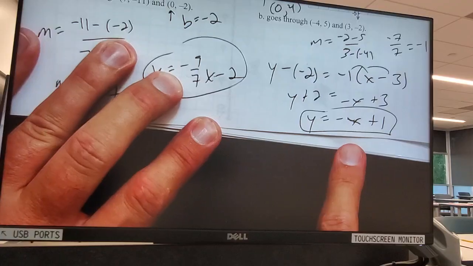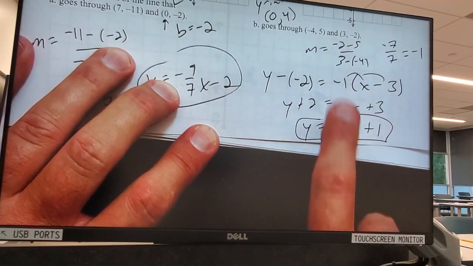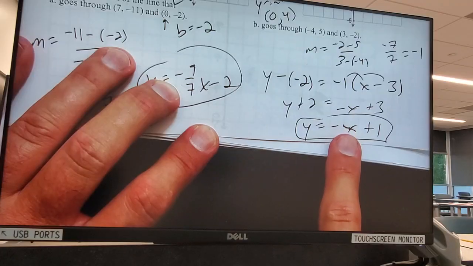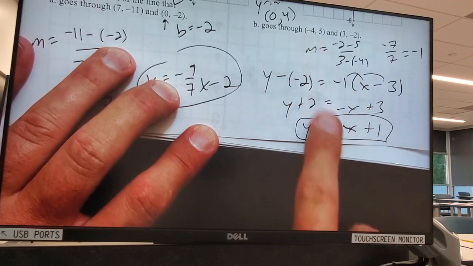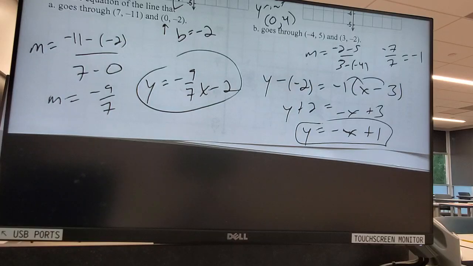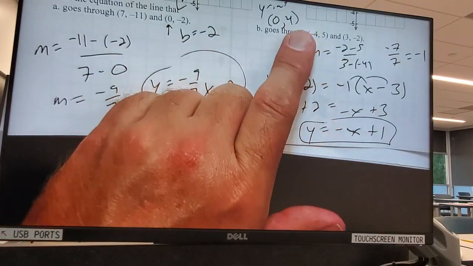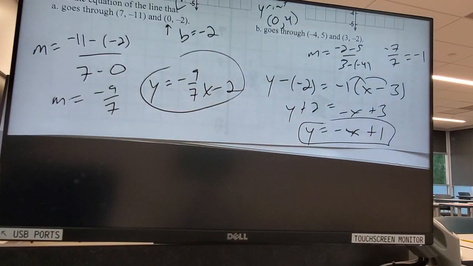Now, a quick way to check: which point did I use to create this? 3, negative 2. If I plug negative 4 in, what should I get out? 5. So negative x is 4, plus 1 is 5. Yay, so you can check your work pretty easy. Just use the point you didn't use. If you use this point, it's going to be true no matter what, because that's how you built the thing. But use the other point to really make sure everything came together right.